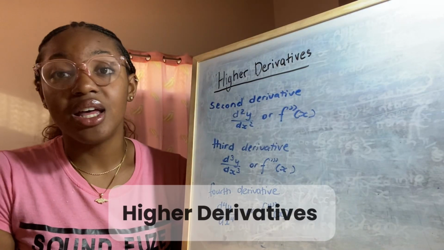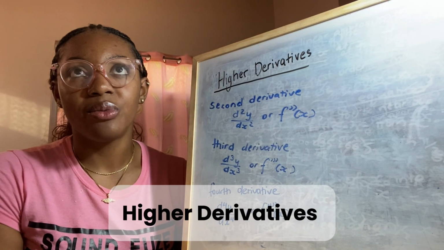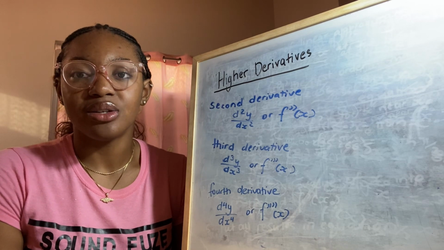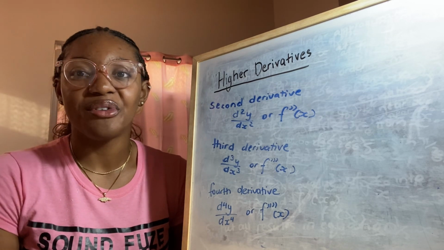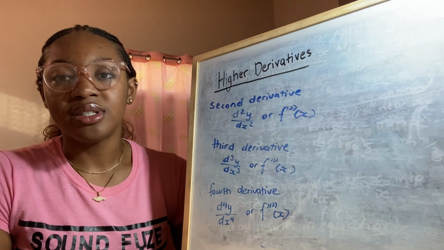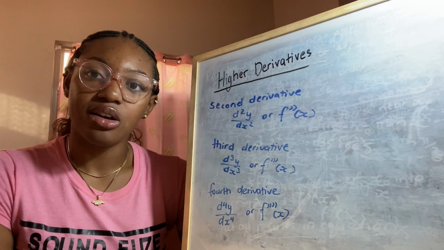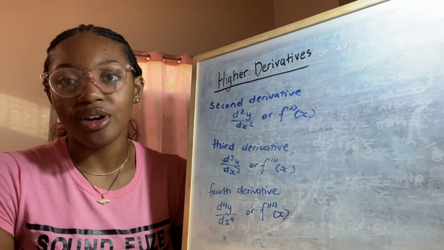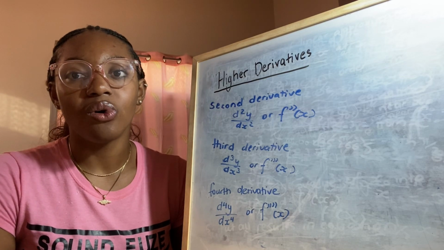So our next topic is higher derivatives. So all this time we're only thinking about the first derivative because we're only differentiating once. So all this time we have been finding the first derivative of whatever function. Higher derivatives is basically finding the second derivative, third derivative, fourth derivative, just not the first derivative. So you're basically differentiating over and over again.